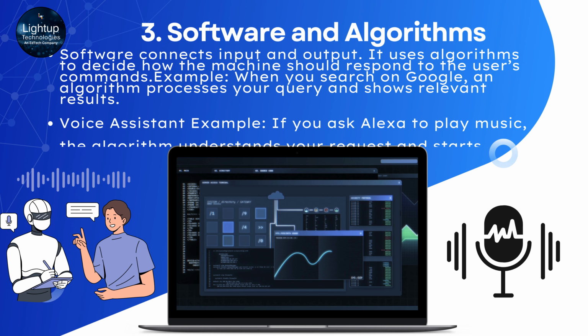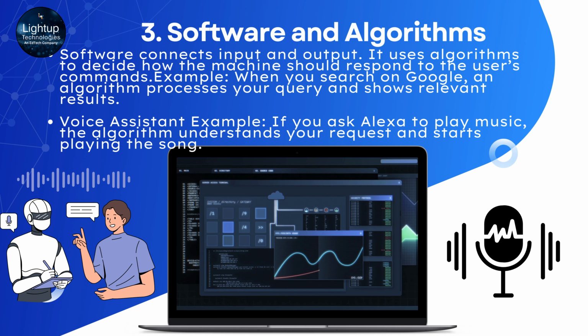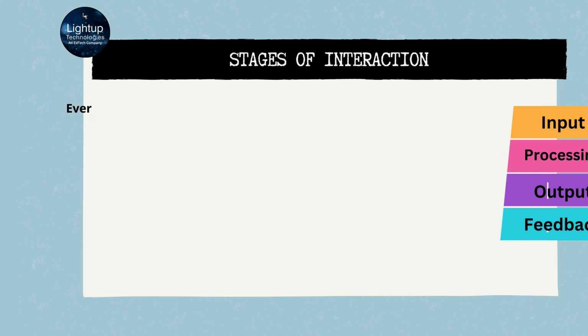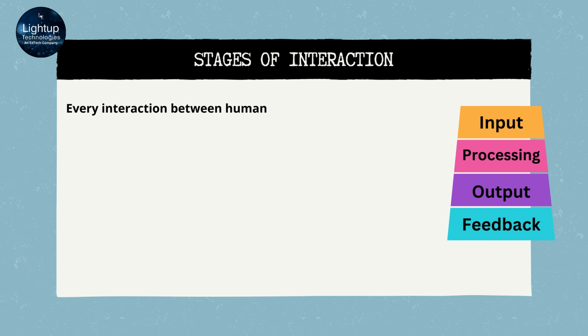Third, software and algorithms. Software connects input and output. It uses algorithms to decide how the machine should respond to the user's commands. First example, when you search on Google, an algorithm processes your query and shows relevant results. Second, voice assistant example, if you ask Alexa to play music, the algorithm understands your request and starts playing the song.